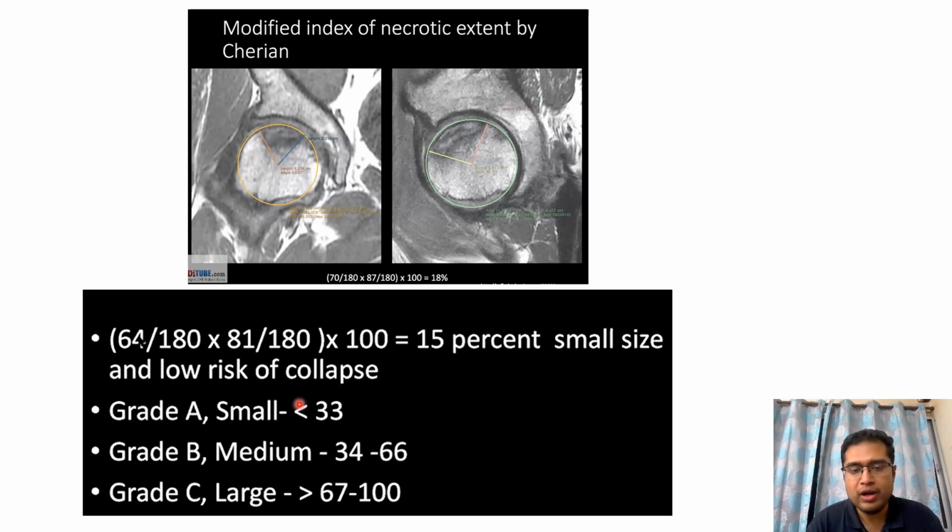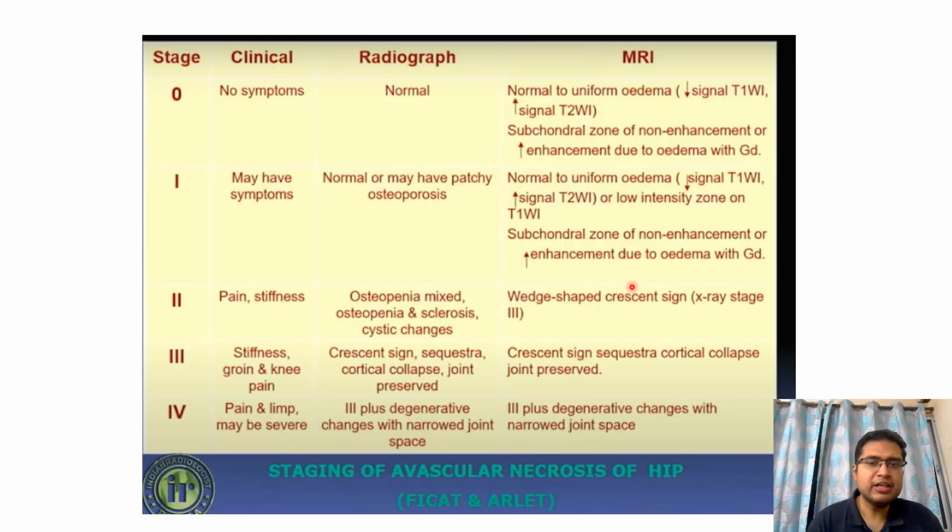Grade A is small, less than 33%, where the risk of collapse is less, while grade C is more than 67%, where the risk of collapse is very high. So this is a typical staging system of Ficat and Arlet, and now 2A and 2B have been developed.